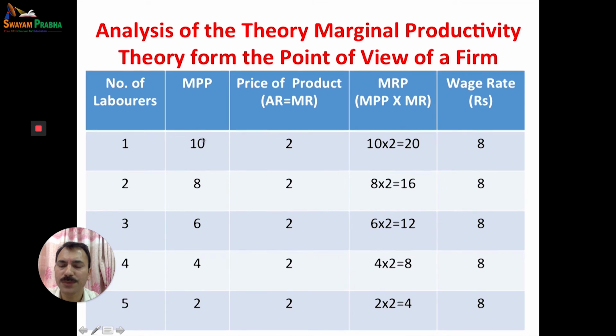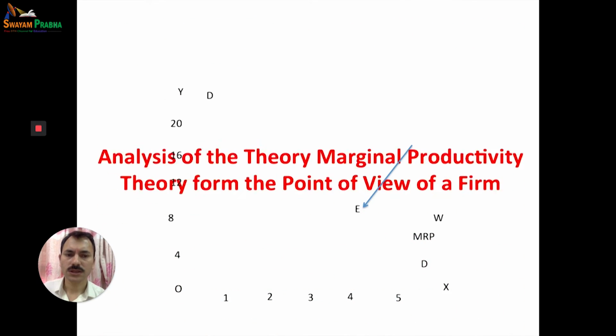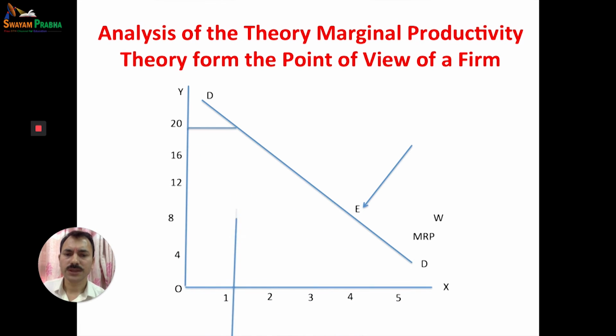So here MPP is 10, MR is 2, so 10 multiplied by 2 is 20; 8 multiplied by 2 is 16; and 6 multiplied by 2 is 12, MPP multiplied by MR. So MPP here is 4, MR 2, which is equal to 8. And the wage rate is 8, 8, 8 because of the homogeneous product. The wage rate we are paying is equal, we cannot differentiate, there will be an equal wage rate. See, we can explain this with the help of this diagram.